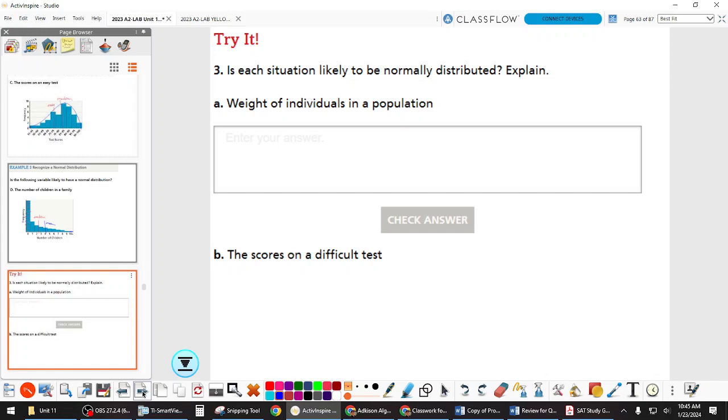If you went to subpopulations, you might have a skew one way or the other, like sub-Saharan Africa or some of those really poor places. Which way would it skew? If you're in a poverty-stricken country, it might skew to the right, where a lot of people are underweight, and then there's other places where it might be skewed the other way. Okay, how about scores on a difficult test?